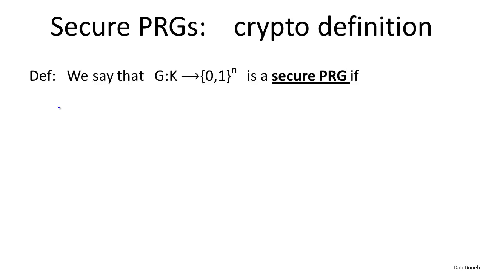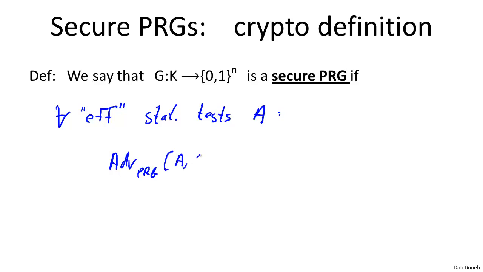More precisely, what we'll say is that for all efficient statistical tests A, it so happens that if I look at the advantage of the statistical test A relative to G, this advantage is negligible. In other words, it's very close to 0, and as a result, this statistical test was not able to distinguish the output from random, and that has to be true for all statistical tests.